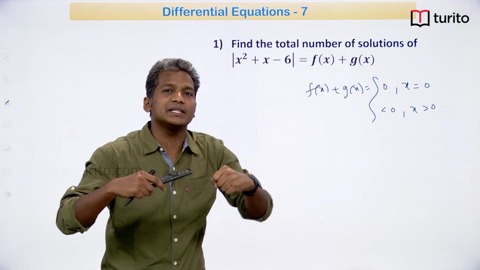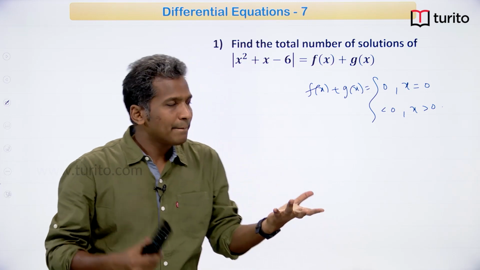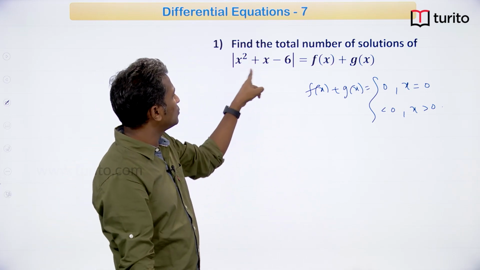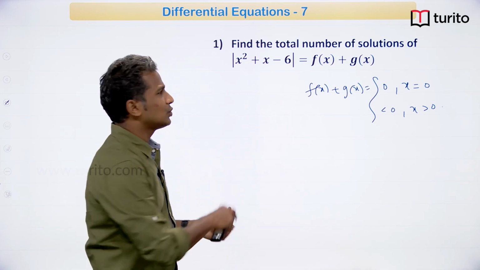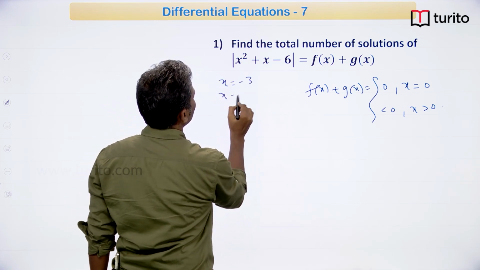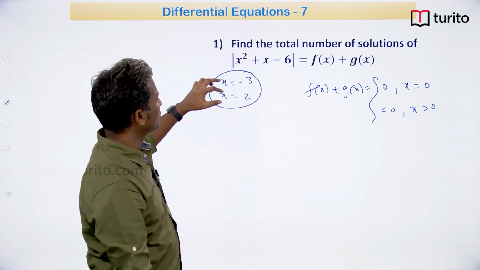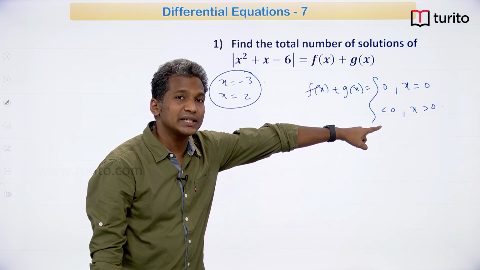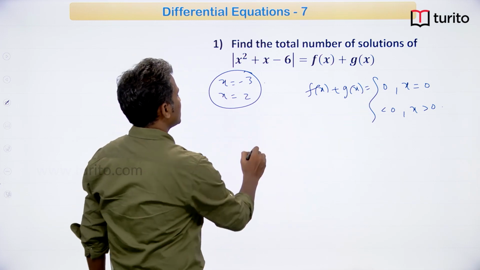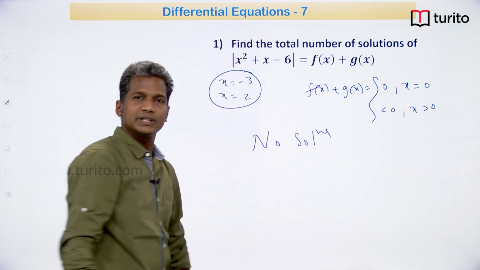So what is the match here? For the solutions to exist, both must be equal to 0. Now if I solve for the roots of this LHS, the roots are going to be x equal to minus 3 and x equal to 2. These are the roots of LHS. But these values do not match in RHS. So this has no solutions. Okay. So I hope this is clear.